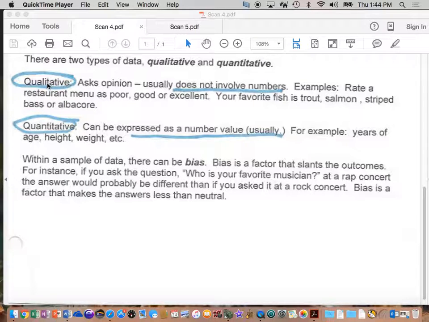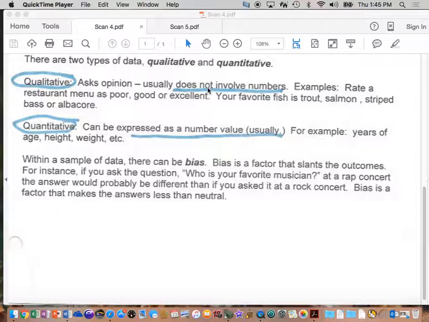What's the difference in the way I pronounce that? Qualitative, quantitative. What do you see as a big difference there? Davis. One has an N and one doesn't. That's right. And the one that has an N, I want you to think of that as being about numbers. It's something you can measure. It's a quantity. Qualitative generally doesn't involve numbers.